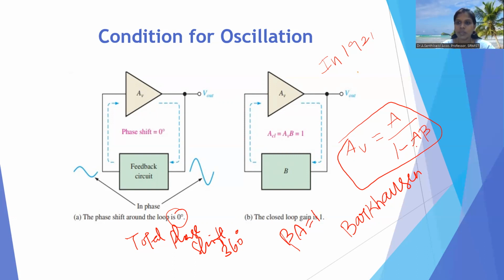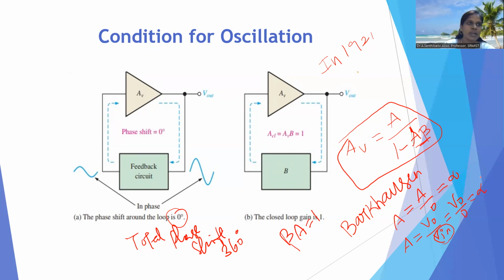If you are applying beta A value equal to 1, that is 1 minus 1 equal to 0. That is A by 0. Anything by 0 value is infinity. So the gain value is infinity. What is the actual formula for gain? A equal to V out by V in. So if V in is 0, V out by 0 equal to infinity. So without any input, it produces the output voltage gain. So that is the condition for oscillation. So a positive feedback amplifier is used as an oscillator.